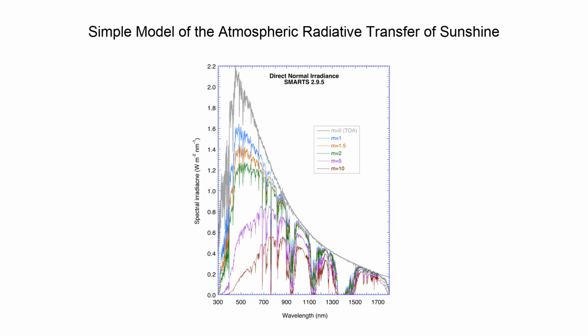SMARTS can be used, for example, to evaluate the energy production of solar panels under variable atmospheric conditions. Many other applications are possible.